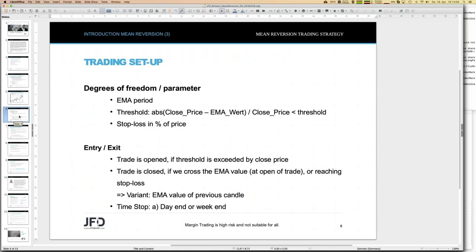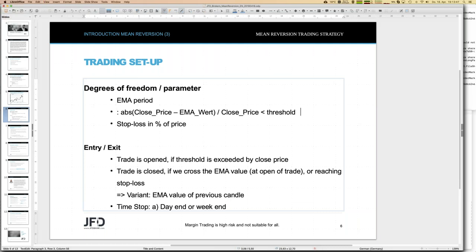Now, the trading setup itself is quite easy. The trading setup just has an EMA period. So we use an EMA, and that EMA needs a period. In principle, that is a degree of freedom, which is the more mathematical wording, or we just call it a parameter. So we can turn that knob. So, the EMA period. Then we just measure something, and what we measure is the distance. I should call it distance, not threshold here already.